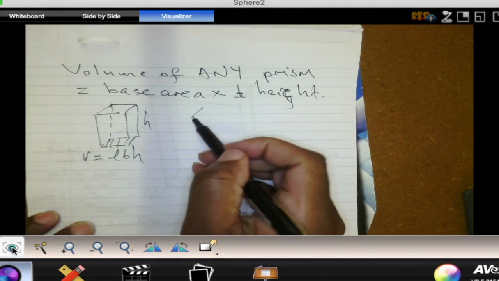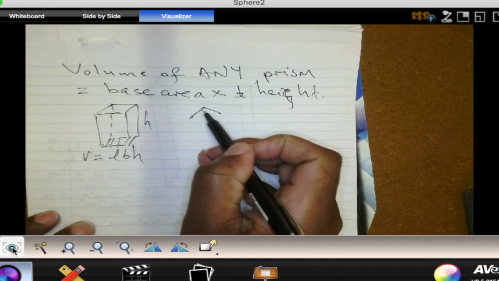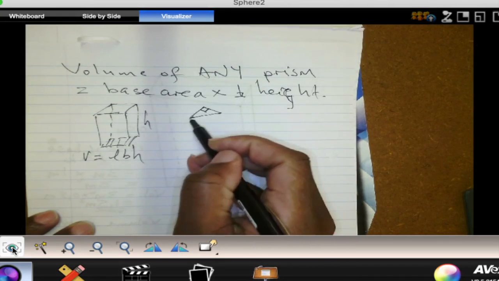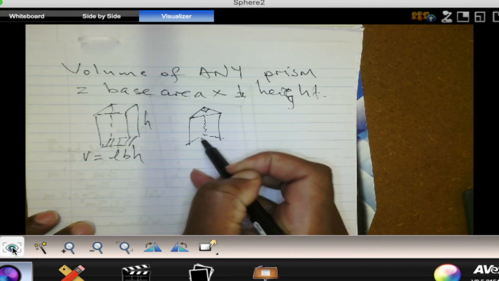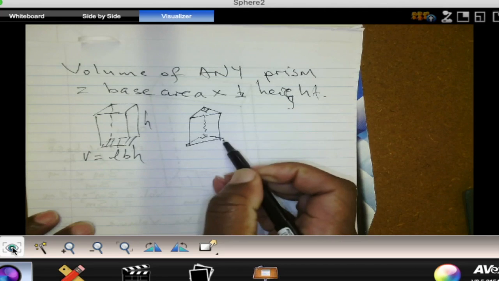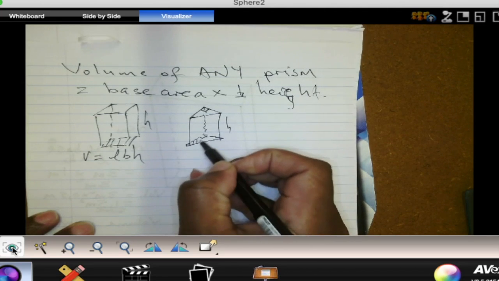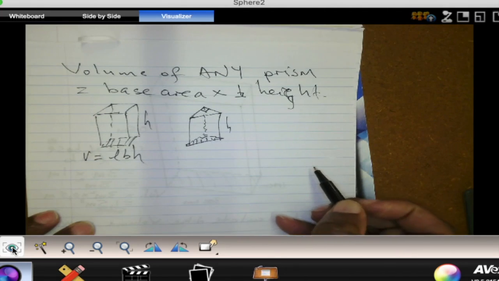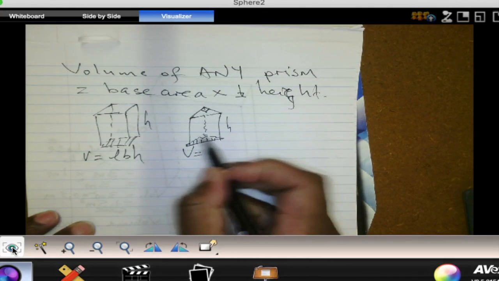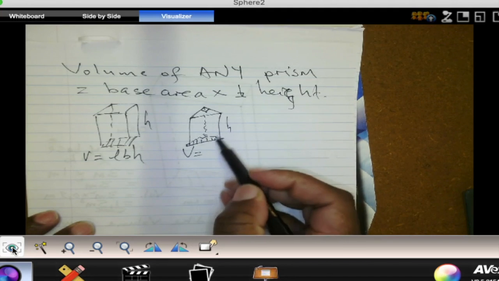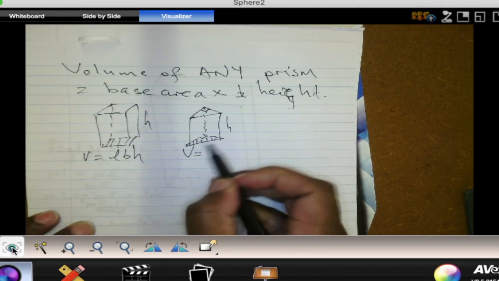If it's a triangular prism, let me draw an easy triangle, a right-angled one, like this. If it's a triangular-based prism, then what is the base this time? Now the base is a triangle, right? And so to get volume, we will first of all need to work out the area of the base, which is actually the area of the triangle. Then what is the formula for finding area of a triangle?